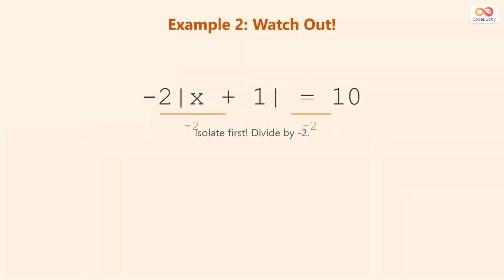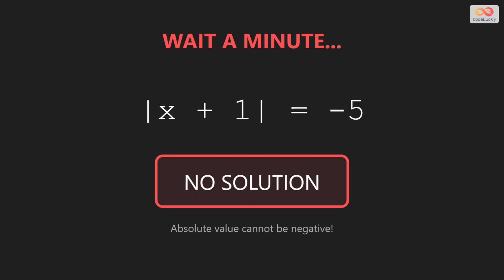Let's look at a trickier one. Negative 2 times the absolute value of x plus 1 equals 10. Remember the rule, isolate first. We need to remove that negative 2 multiplier. So, we divide both sides by negative 2. 10 divided by negative 2 is negative 5.